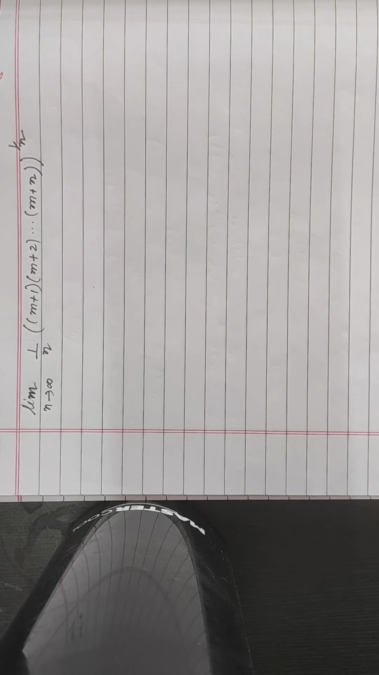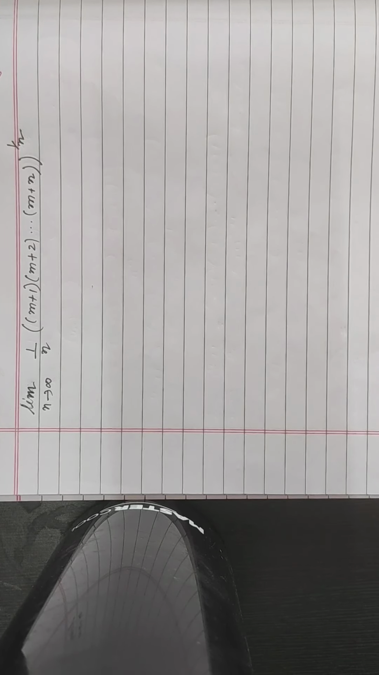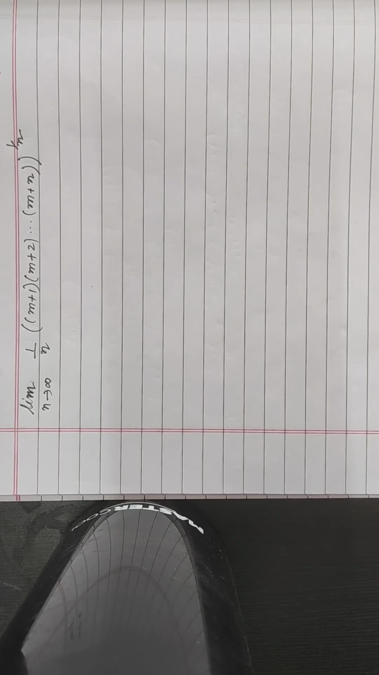Today we are back with another question taken from the book Mathematical Analysis, written by S.C. Malik and Savita Arora. In this question, it is asked to find the limit of the following term. Let me read out the question for you. Limit n tends to infinity of [1/n] times [(n+1)(n+2)...(n+n)] whole to the power 1 by n.